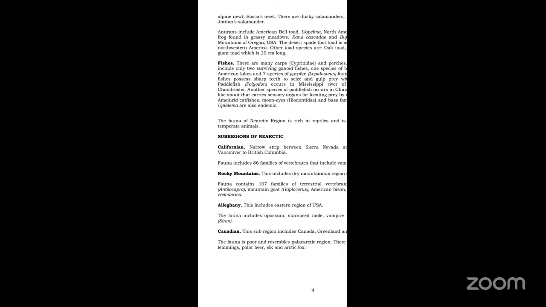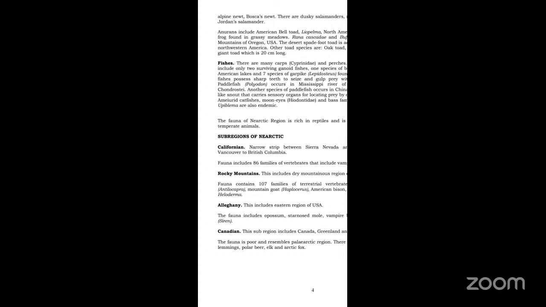Like the Palearctic, which we have seen is subdivided into different regions, likewise here also the Nearctic region is further divided into different regions. These are called the sub-regions of the Nearctic realm. So we'll see what those are. One is called the Californian, then the Rocky Mountains, then Allegheny, and the Canadian.